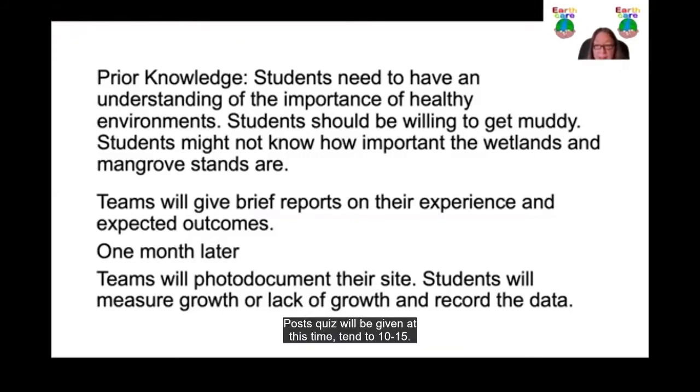10 to 10:15 we transport back to our garden, and the materials and technology needed for this lesson plan are a PowerPoint presentation on mangroves, rulers for measuring, cameras, and note-taking materials. And that's the end of the lesson plan.